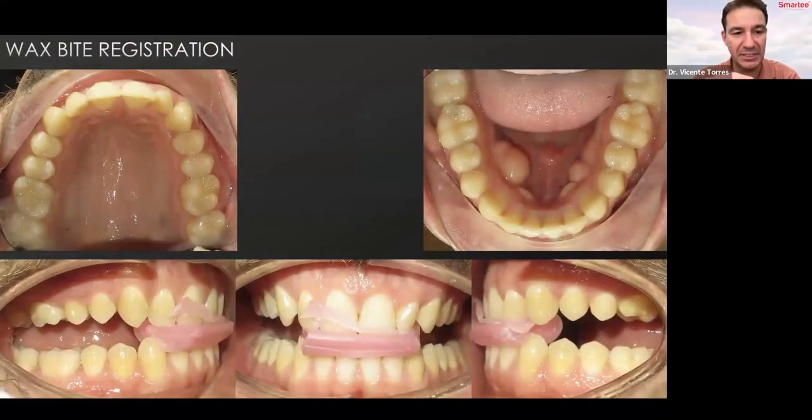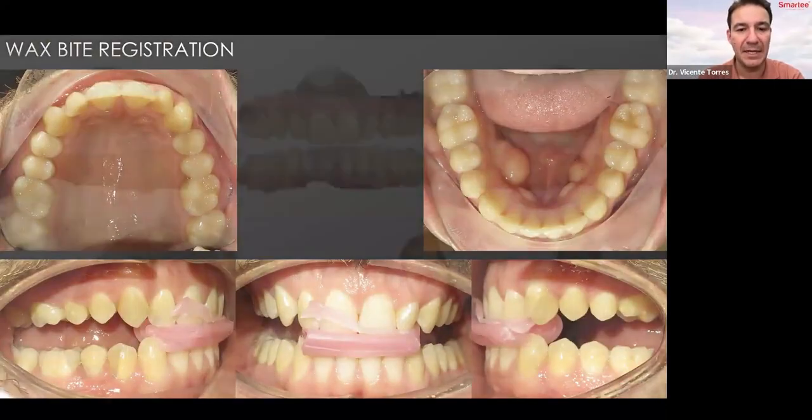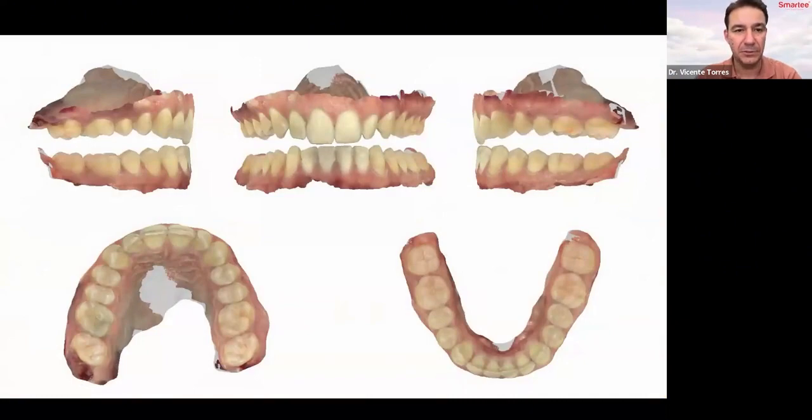The wax registration is in the posterior area. We have these 5 millimeters of open bite, and this is my scan. So you can see it's edge to edge or near edge to edge in the anterior. Here you can see a near anterior crossbite, but it's not important to have this anterior open bite. The important thing is the posterior area.